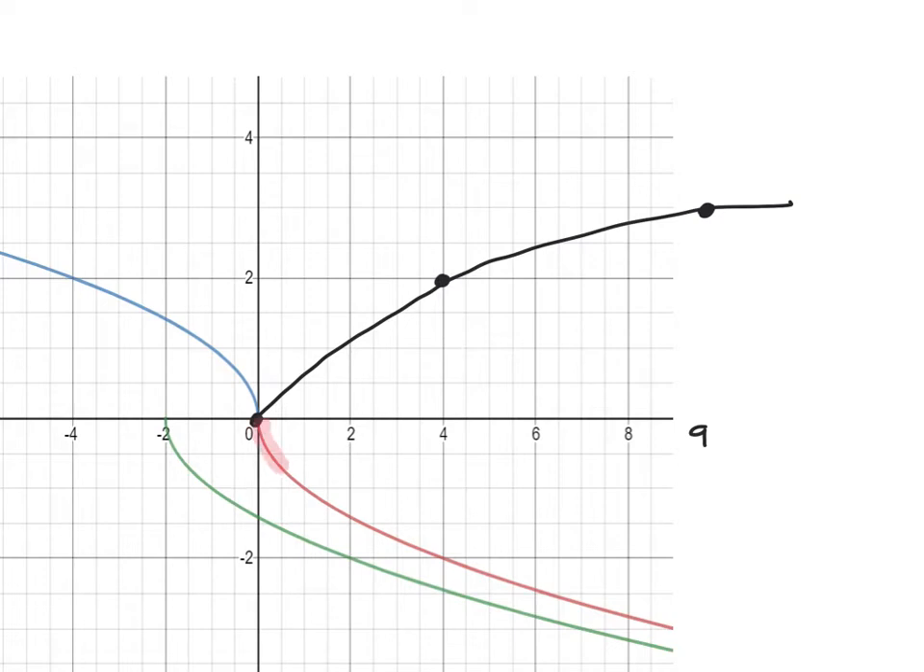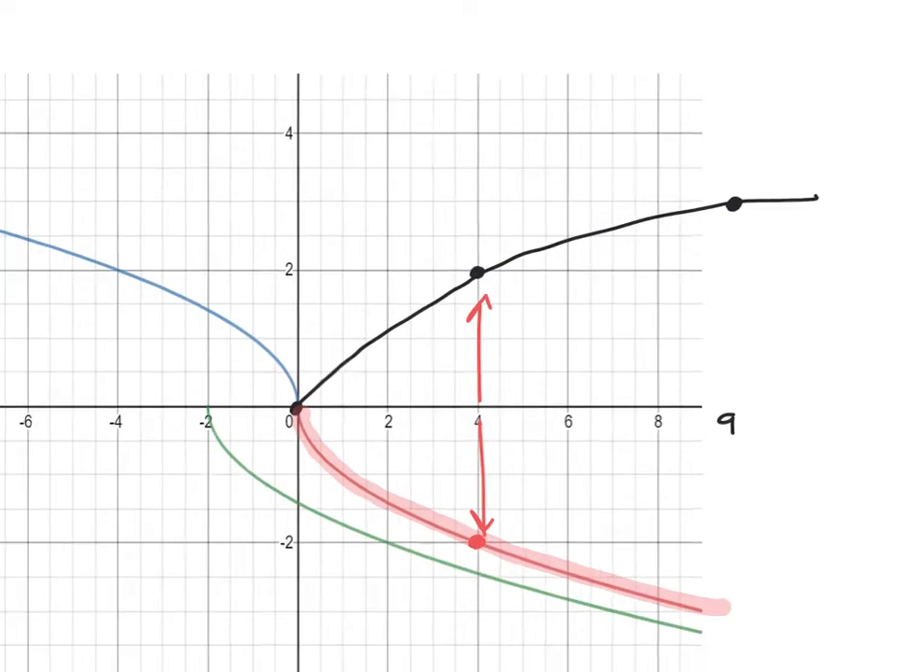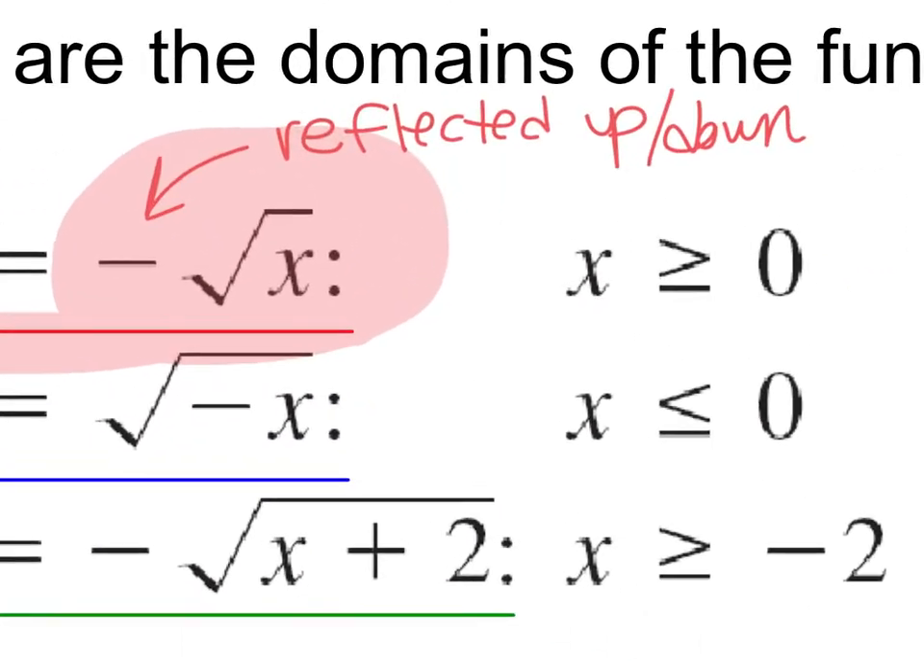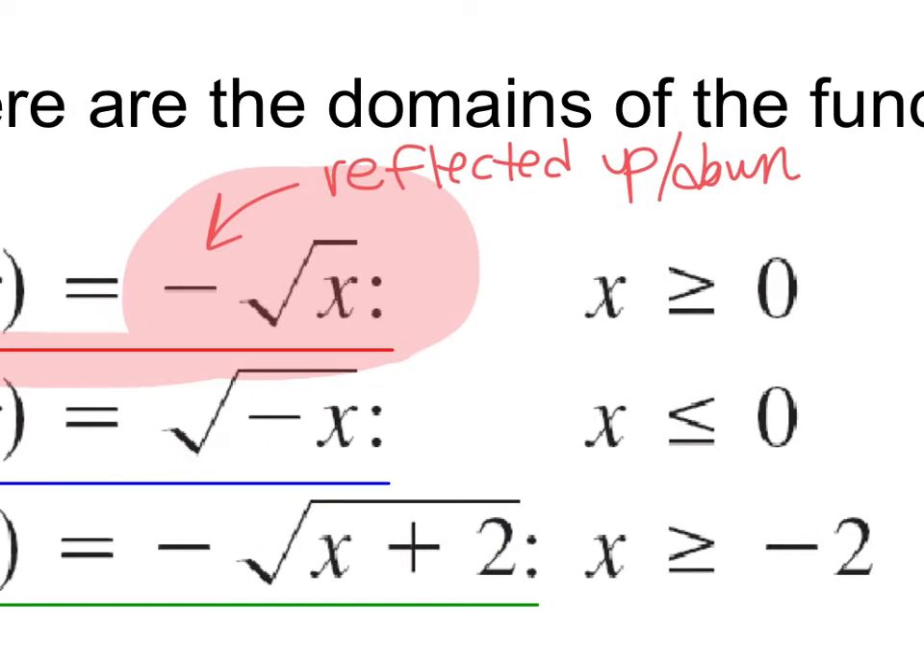Since my black function, the parent function, is on top, the red function just reflects down. And you can see that there, here we go up 2, here we go down 2. Okay. So there's our reflection if we have the negative out in front of the square root. And that doesn't change our domain because what's underneath the square root doesn't change. So x still has to be greater than or equal to 0.